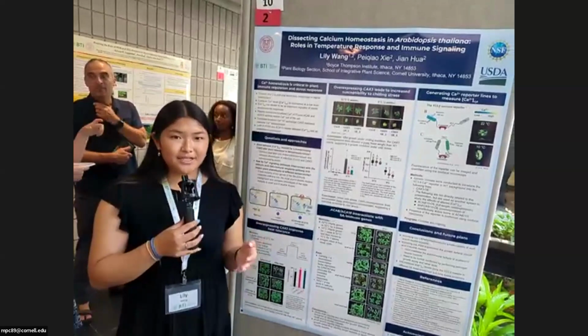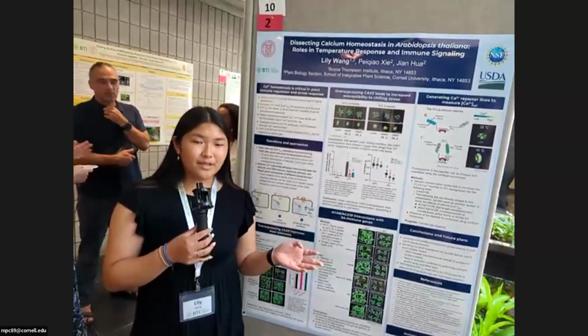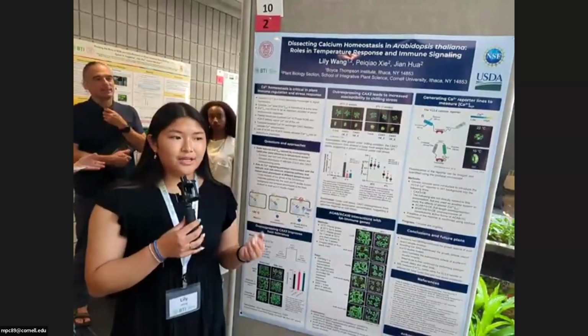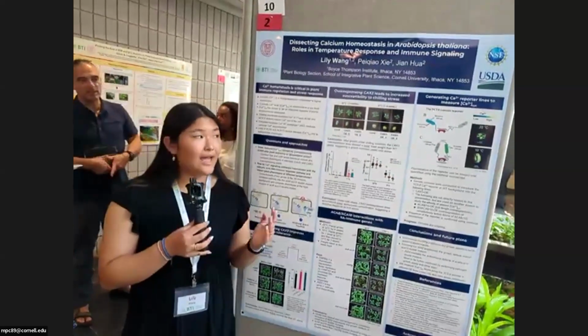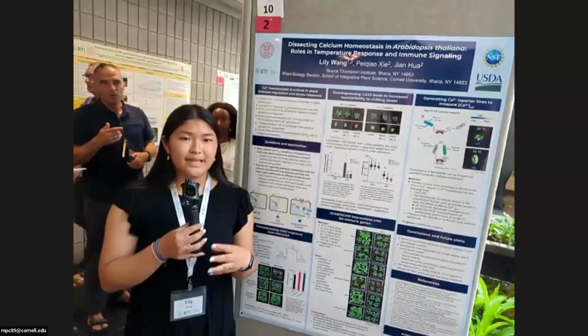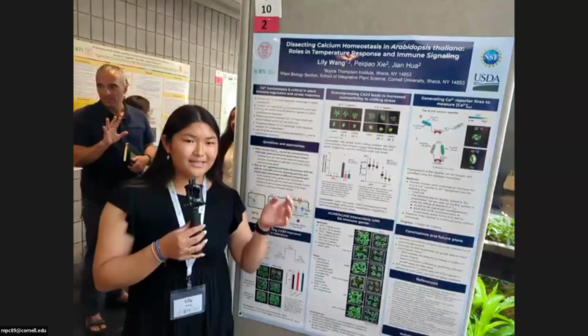Then we subjected these CAX3 overexpression lines to heat treatments and cold treatments. We found that under heat treatments, these plants have increased survival rates compared to wild type plants, and that in cold treatments, these plants have a much smaller size compared to wild type plants.